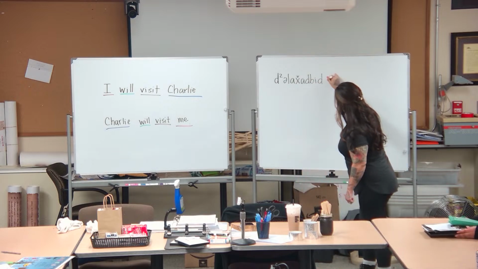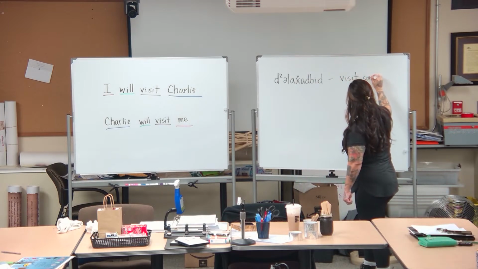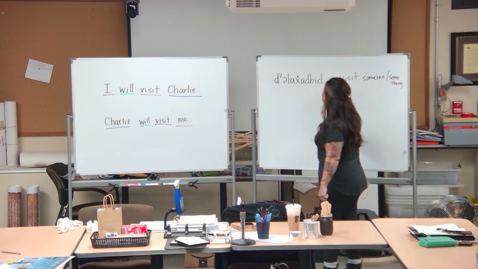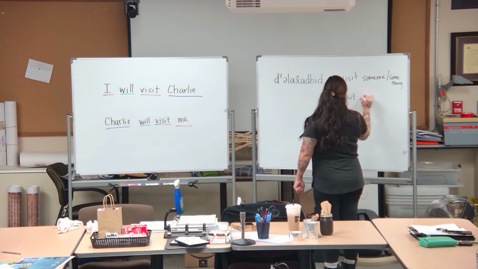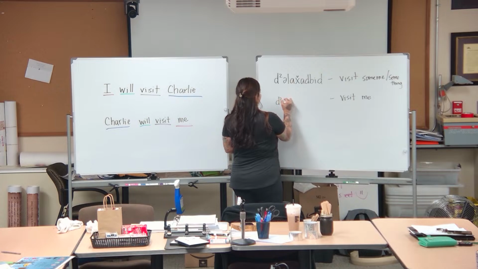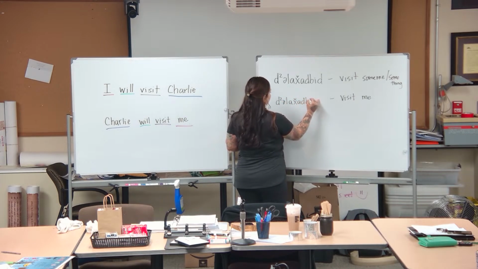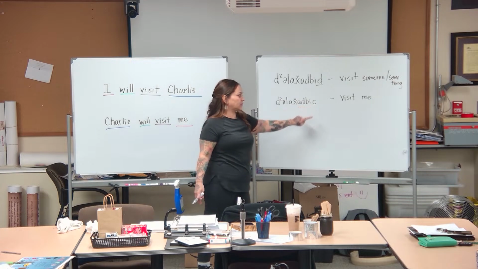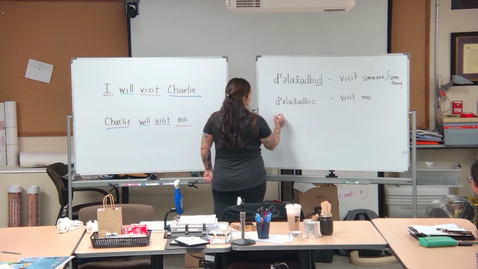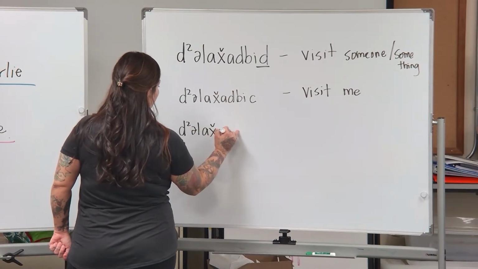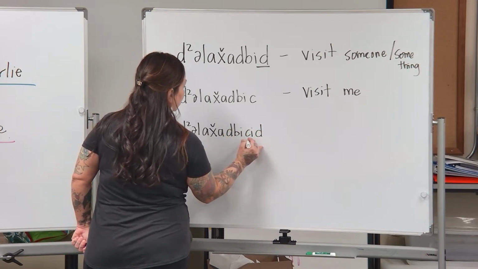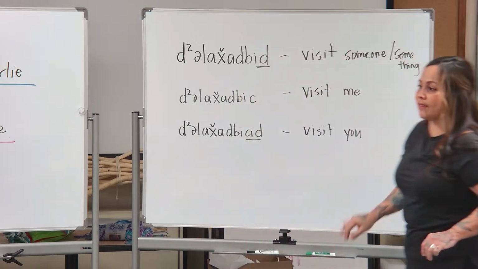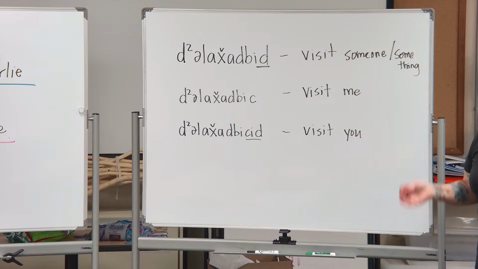If we take zalachad bead, this word literally means visit someone. We always say someone or something. Visit someone or something. If we want to say visit me, we're going to get rid of the D transitive ending, and we're going to put a C: zalachad beats. Somebody is going to visit me. If it's visit you, we're going to use that seed ending. And changing these endings is what is called a person-patient ending.